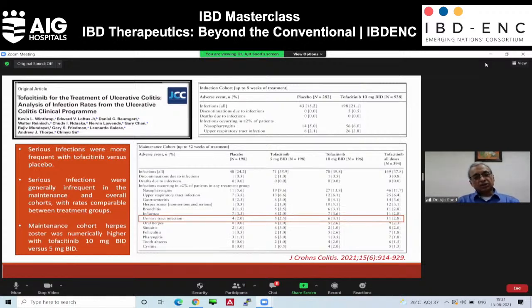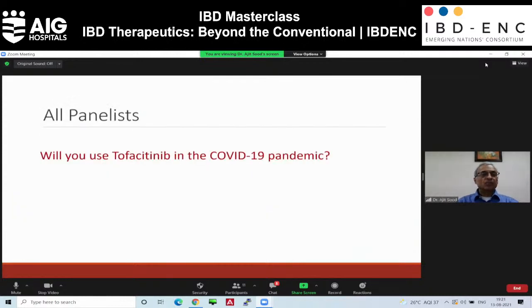Now, looking at the literature, UTI has been mentioned as one of the infections which can come up in patients who are on tofacitinib. So this makes us more alert that we have to be watchful for infections in any patient who goes on tofacitinib.